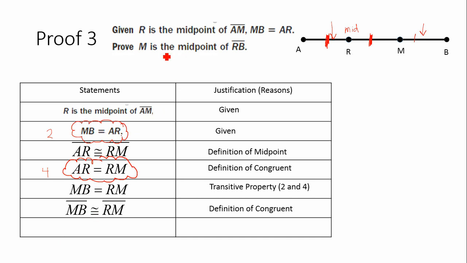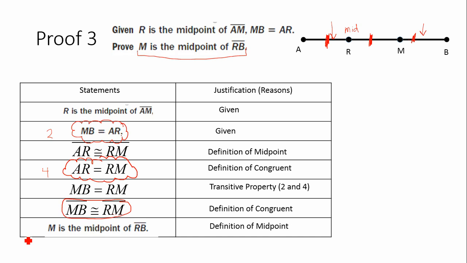And we're almost there. It says we need to prove that M is the midpoint of RB. Well, it looks like we kind of already have that part done, right? Looks like M would be the midpoint of RB, because it has congruent segments on either side of M. So by definition of a midpoint, we know that M is in fact the midpoint. We've shown the segments on either side to be congruent. So using things like definition of a midpoint, definition of an angle bisector, definition of supplementary, these vocabulary words become very important in our proofwriting, that we can use those definitions when we need to.